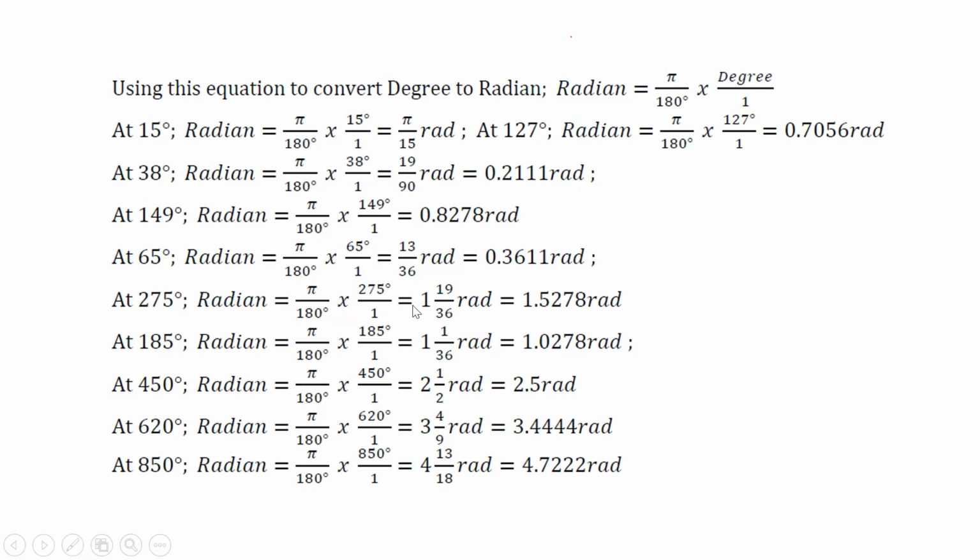We have 275, and 275 gave us one whole number, 19 over 36 rad, which is 1.5278 radian. We still have 850 radian, which is 4 over 13 over 18 rad. So this is what your calculator can easily do. Are you following me? You just need to know this formula and how you apply the formula.